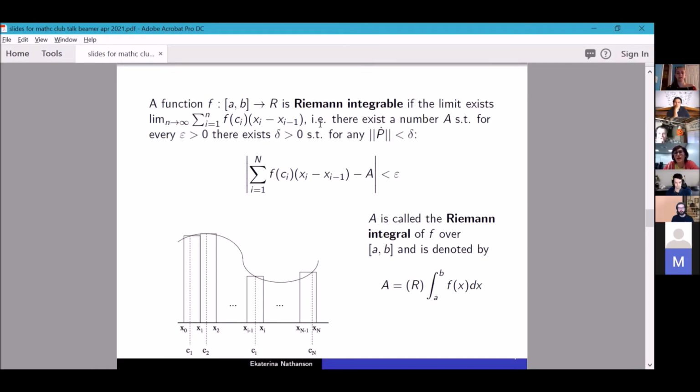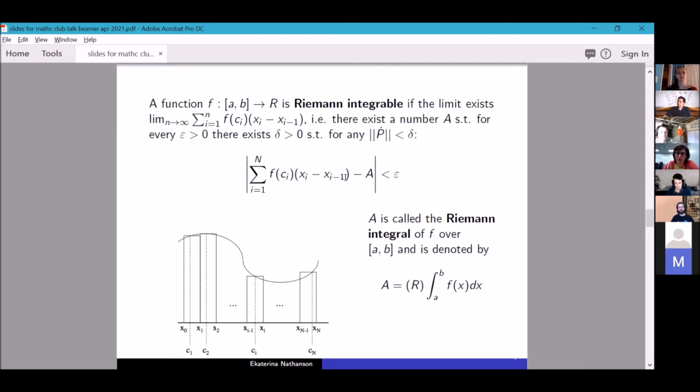And if we use a little bit of analysis, we say the following. There exists a number a such that for every epsilon greater than 0, there is a delta greater than 0, so that if the size of the tagged partition, our subdivision that we created with sample points, is less than this number delta, then the Riemann sum is close enough to a, so it lies within epsilon distance from a.